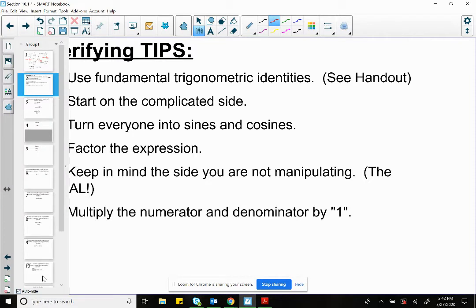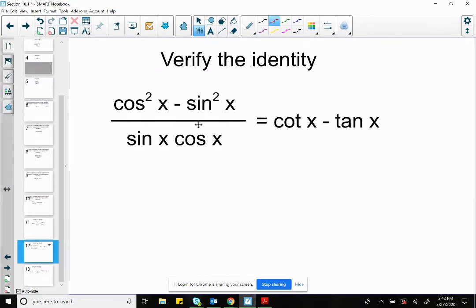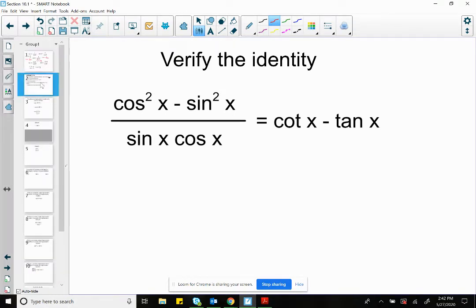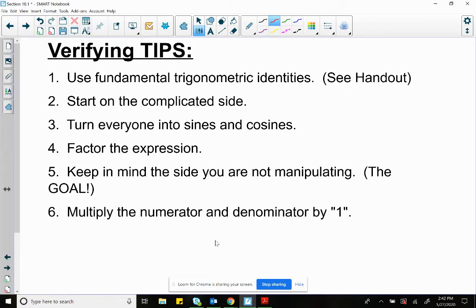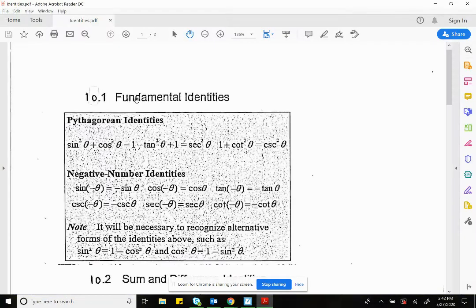So to give you an example, again, going back to that example that I showed you. This is the setup. This is the winning condition. And up here, this is how you play the game. Okay? So some ways that will help us verify identities is we can use fundamental trig identities. That's what you see on the handout. Those are fundamental trig identities, okay? So all of this stuff that you see right here, we can use those and do substituting and replacing, okay?